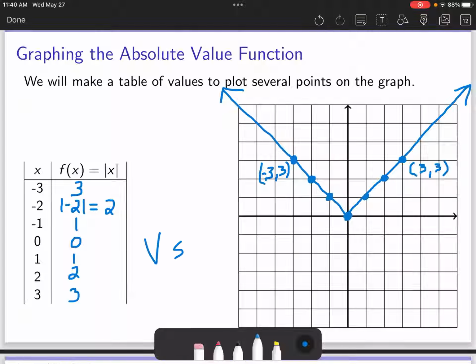So the shape of my graph is a V that goes through the point 0, 0, and the points 1, 1, and negative 1, 1. So that is the graph of an absolute value function.